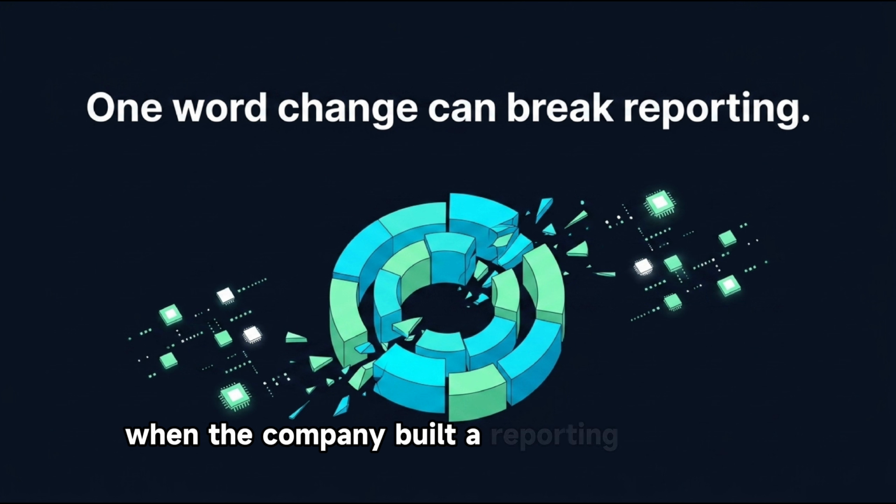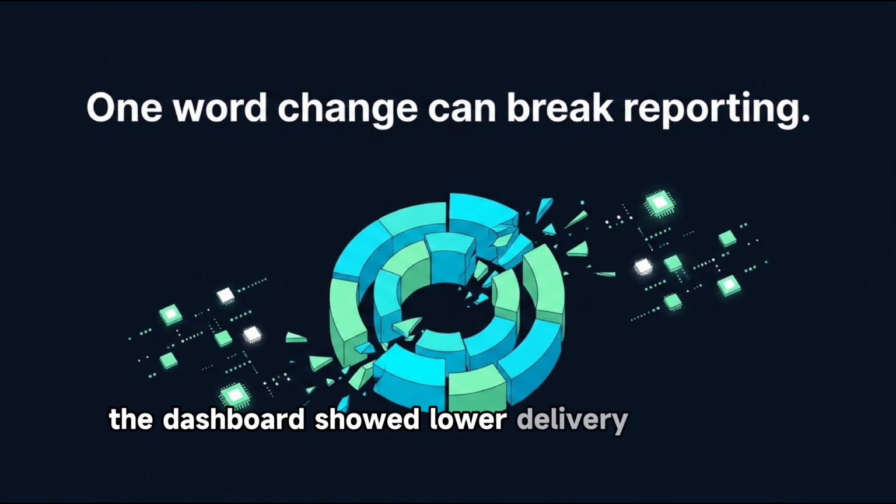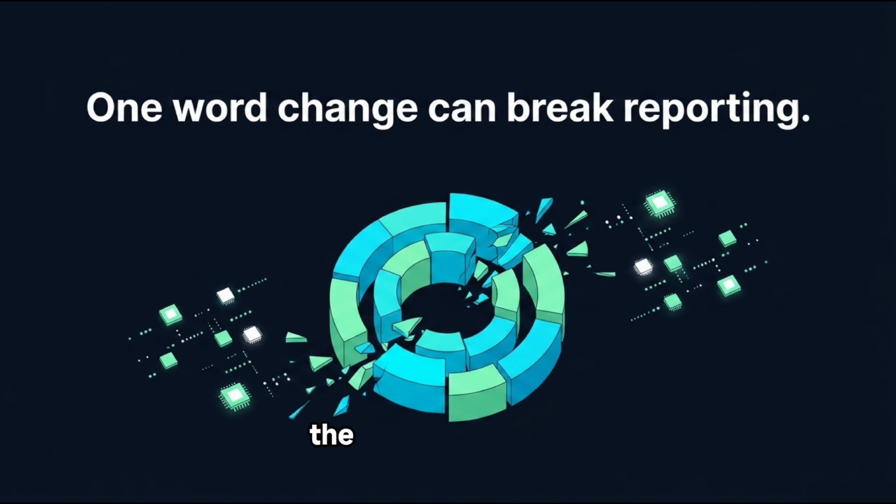When the company built a reporting dashboard that counted shipments by status, the delivered count was wrong. Some deliveries were under Delivered, some under complete. The dashboard showed lower delivery rates than reality. The operations team spent weeks investigating a performance problem that didn't exist.